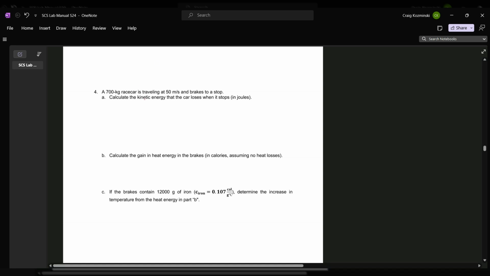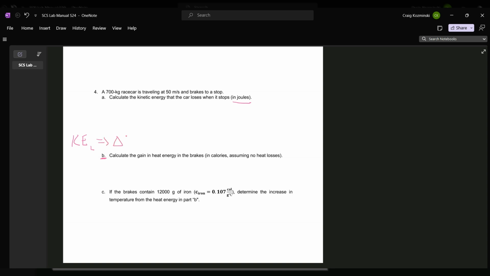So for part A, it says calculate the kinetic energy in units of joules. So hopefully you remember the equation for kinetic energy is 1/2 mv squared. It then says calculate the gain in heat energy in the brakes. And what we are asking you to do here is to assume that all of the kinetic energy that is lost by the car, so the kinetic energy of the car that it loses when it stops, is perfectly converted into heat energy. That's our delta Q.